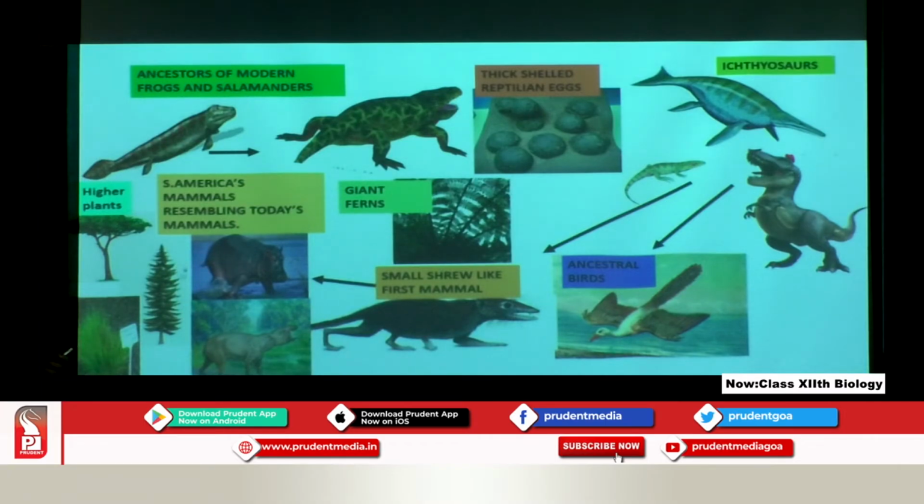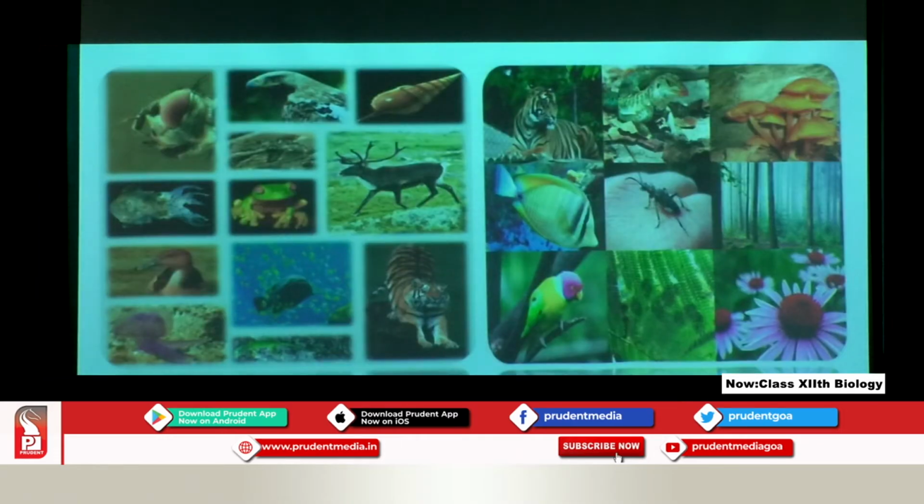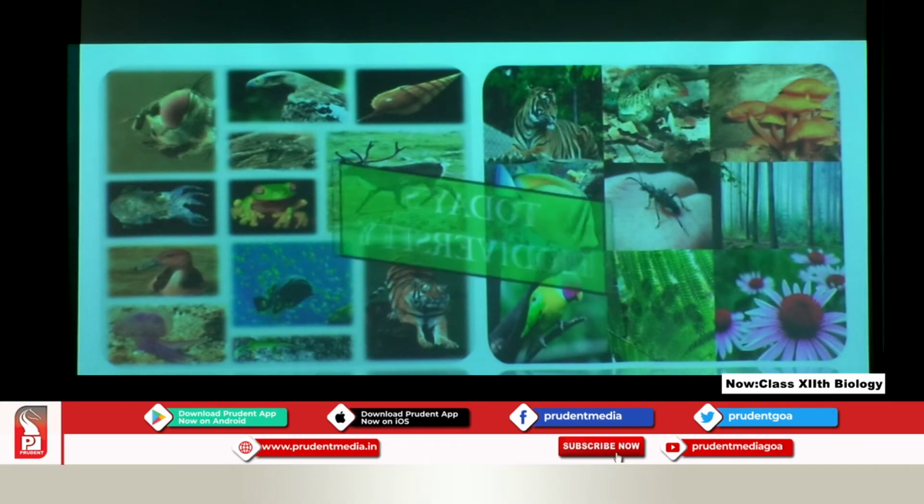Now if you look at this, nowhere are we talking about human evolution, because we are learning human evolution as a separate topic. So this is the wonderful biodiversity that we have today, and we can say it's like one big extended family, because the origin is the same.